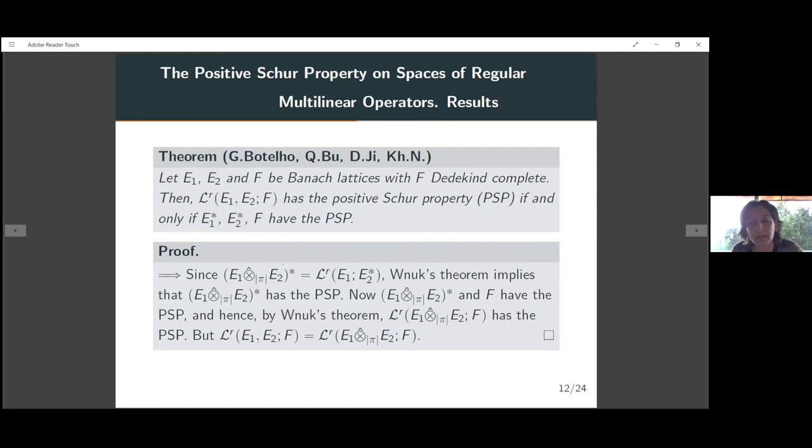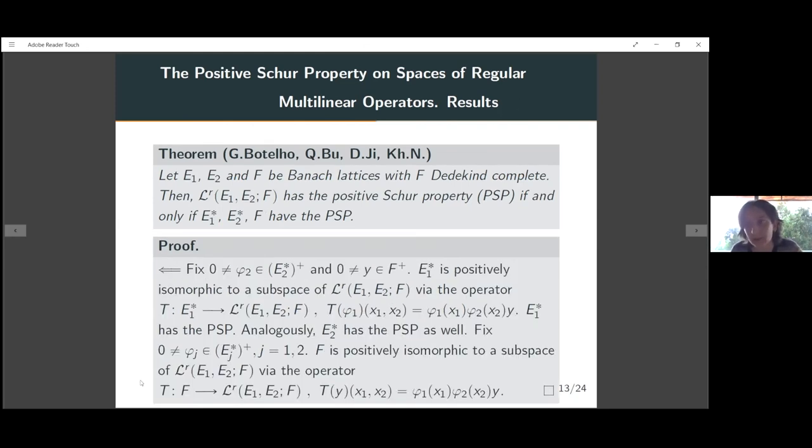And then now we have that the dual of the domain space has the PSP and the target space has the PSP. We apply Kalton's theorem once again and get that this regular linear operator space, which I'm showing with the cursor, has the PSP. And then by Wu and Vasquez's theorem, telling that there is a lattice homomorphism and isometric isomorphism between these two spaces when F is Dedekind complete, we conclude that this space has the PSP. So one direction we have. For the other direction, we assume that this space, the regular bilinear operator space, has the PSP.